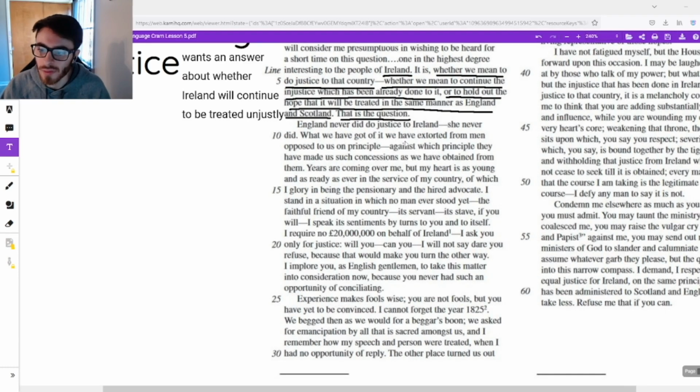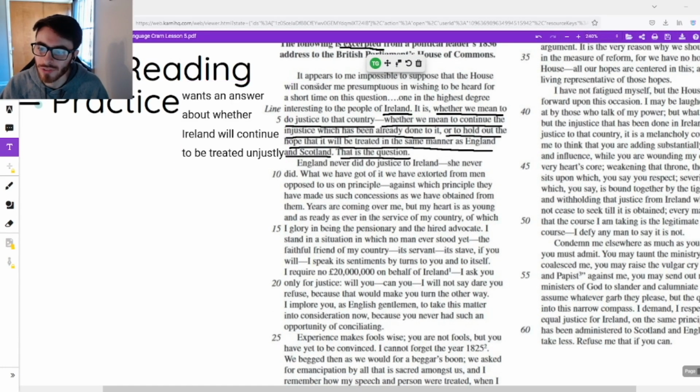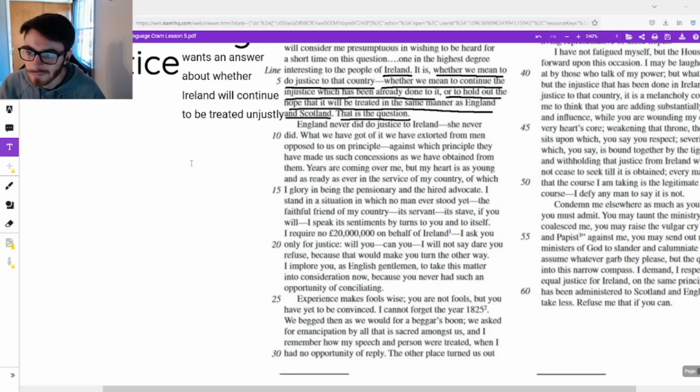Again, thinking about the main point, but then also thinking about how it relates to what we've already read.